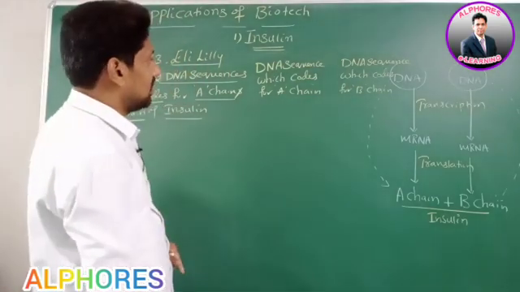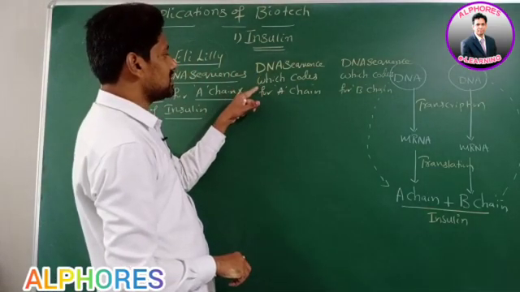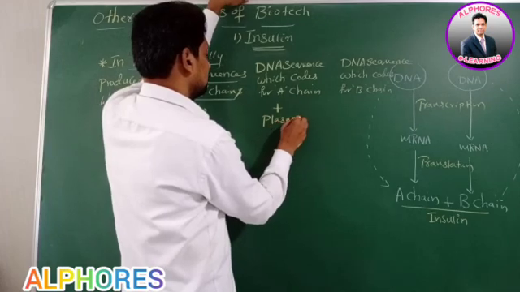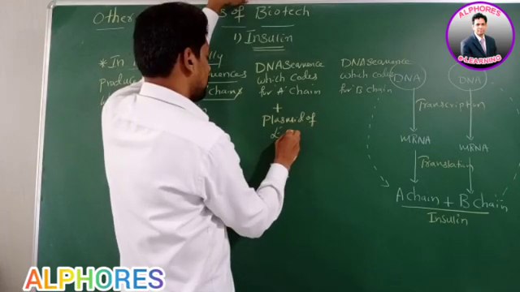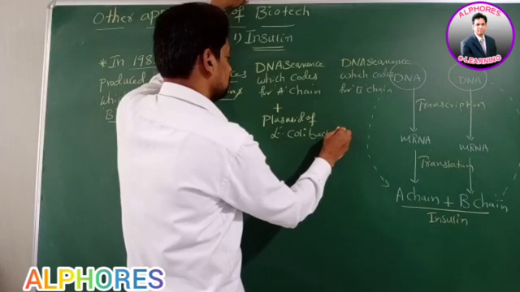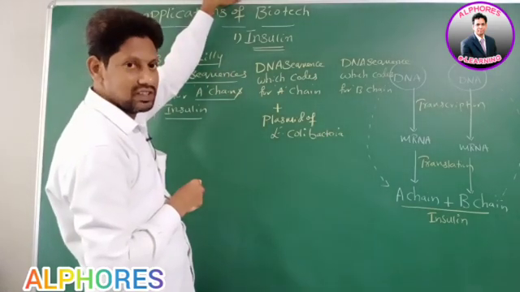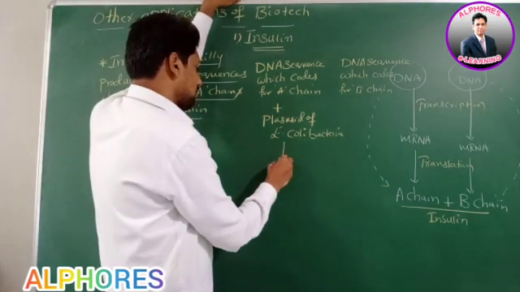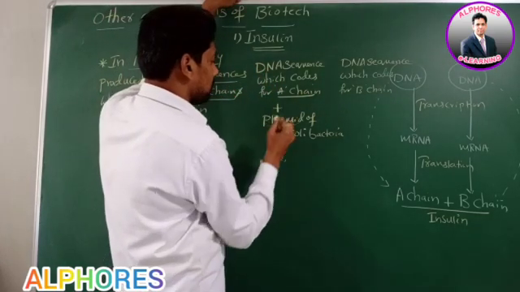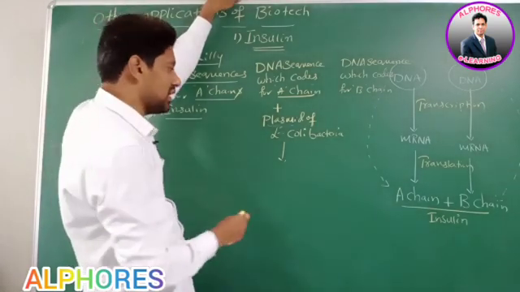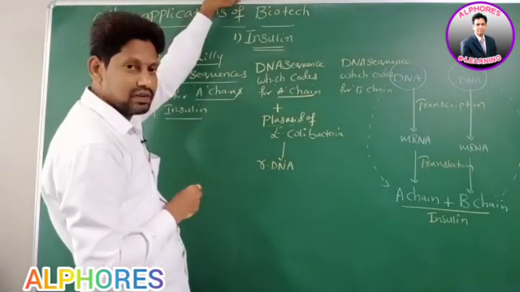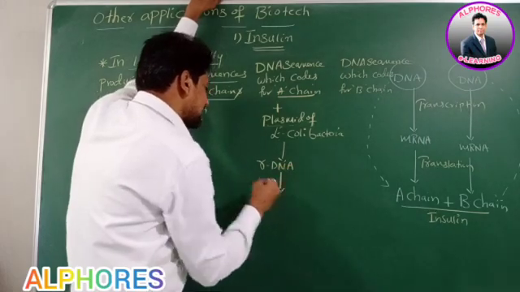Right. What they did means they introduced this DNA sequence which codes for A chain into plasmid. Plasmid of what, sir? Plasmid of E. coli bacteria. Is this statement okay? Clear? Right. Therefore, the DNA sequence which codes for A chain was introduced into the plasmid of E. coli bacteria. Then what is formed, sir? rDNA is formed.